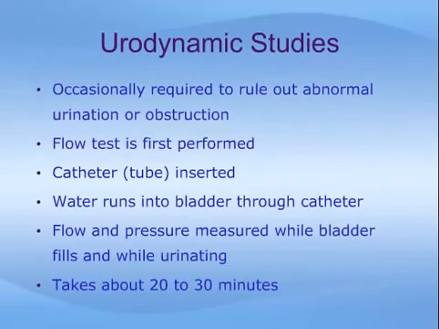Occasionally required in the evaluation of chronic prostatitis is a test called urodynamic studies. These are usually done in this setting to rule out abnormal urination or obstruction to bladder emptying. The complete urodynamic test is discussed in detail in a separate module. Simply put, this test involves inserting a tiny catheter, which is a long flexible tube, through your urethra and into the bladder. Water will be slowly run through the catheter into your bladder. Then, while you urinate, a computerized device will measure the flow rate and the pressure in your bladder. The procedure takes about 30 to 60 minutes in total to complete.